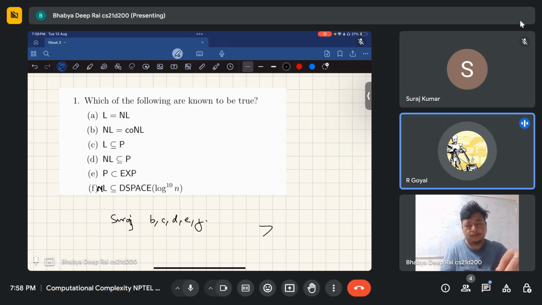So yeah, deterministic space of log 10, logarithmic space, it should be the logarithmic space. Log 10 and generally the higher powers of the log are not considered to be logarithmic. So therefore, in my view, F is also not correct. So what is correct is B, C, and E is for sure, not sure of D.